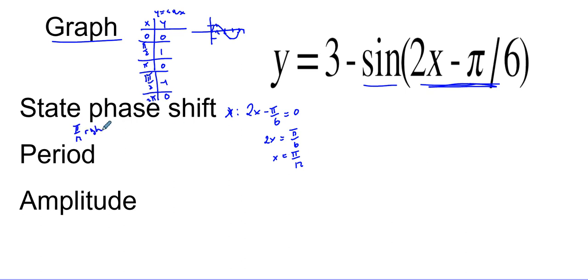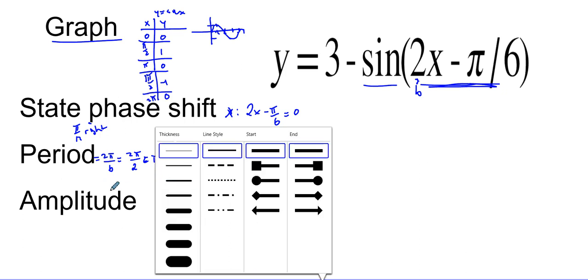Now for our period, we look at our b value. That's our b value right there. Remember that our new period is going to equal 2 pi over b. In this case, we have 2 pi over 2, which equals pi. So we have this new period of pi. This period is actually going to help us figure out a second thing.